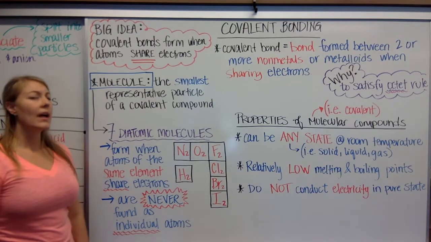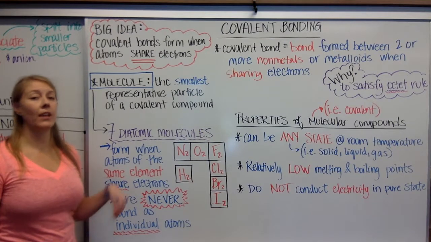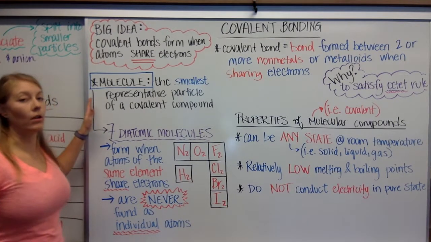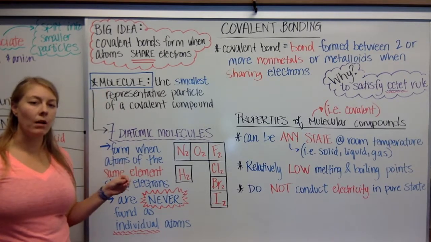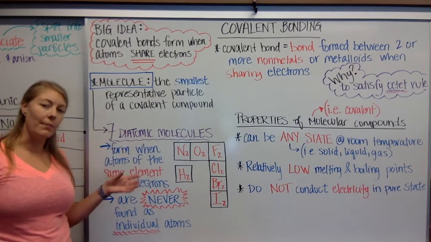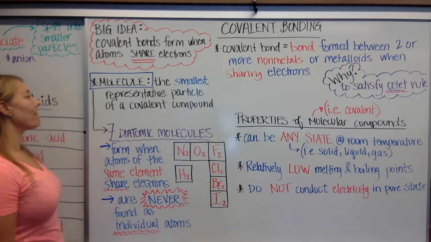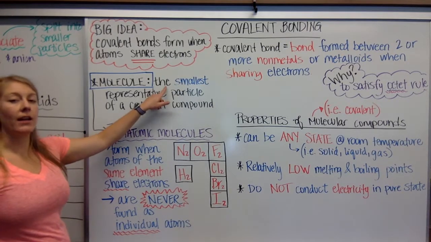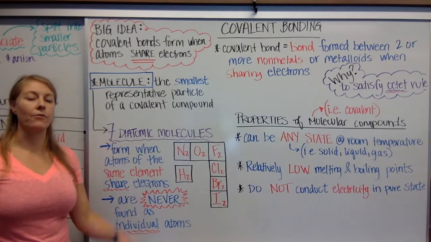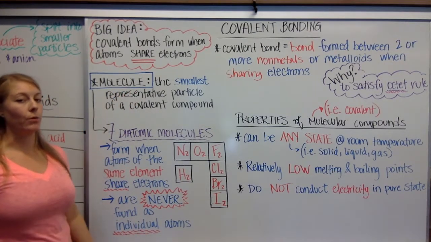All right, so I mentioned that we call covalent bonding also molecular bonding. The reason really comes down to the smallest representative particle of a covalent compound being called a molecule, right? So when we talk about a molecule, we're talking about a bond formed between two or more nonmetals or metalloids where sharing electrons is happening. Remember that for ionic bonding, the smallest representative particle is not a molecule, but a formula unit. So for ionic bonding, we have formula unit. For covalent, we have molecule.